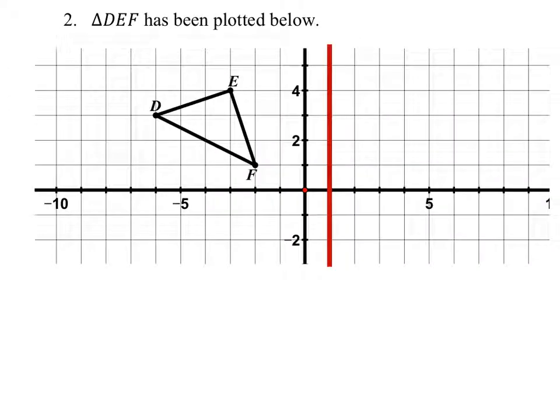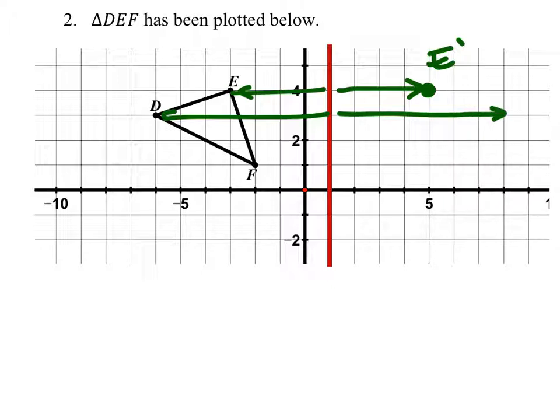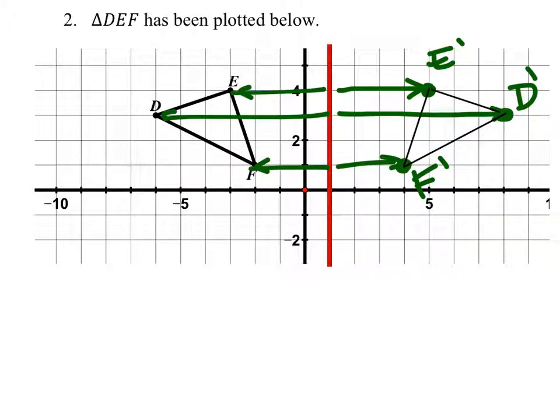So, let's go ahead and figure out how far away these are. E is 4 to the left, so E prime will be 4 to the right here. And then D is 7 to the left, so 7 to the right here. And then F is 3 to the left, so 3 to the right will be F prime. And then, of course, we need to connect these points. And there we go.